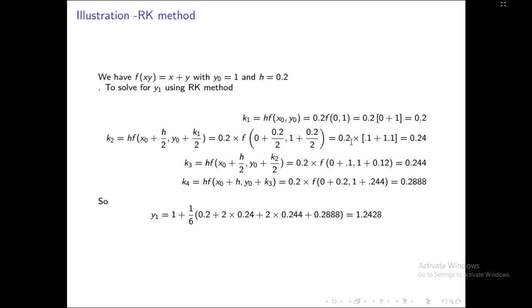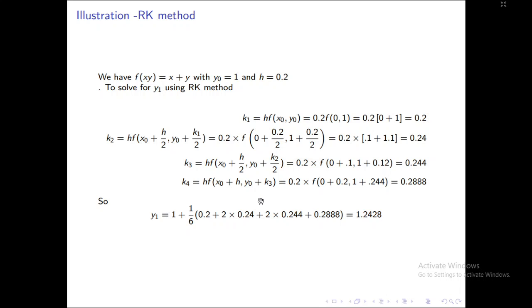And x plus y is 1.244 plus 0.2, that is 1.444, into 0.2 gives 0.2888. Then we substitute in our equation number 1, that is y1 is equal to y naught plus 1 by 6 into k1 plus 2 into k2 plus 2 into k3 plus k4.